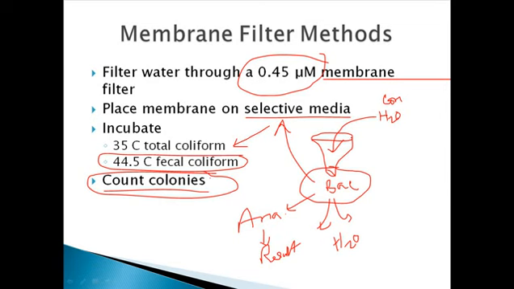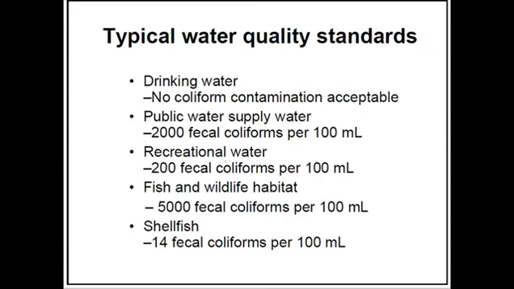And if we have no coliforms, then you can say the water is safe and we can drink that water. If we have higher than 200, 2000, and so on, we can say almost 200 coliforms per 100 ml, the water is recreational water. For example, if we have more than 5000 count, we can say this is non-drinking water. This water is the habitat of fish and wildlife. And if we have a lower count, like 14 or 15 coliforms, we can say shellfish can grow in it.